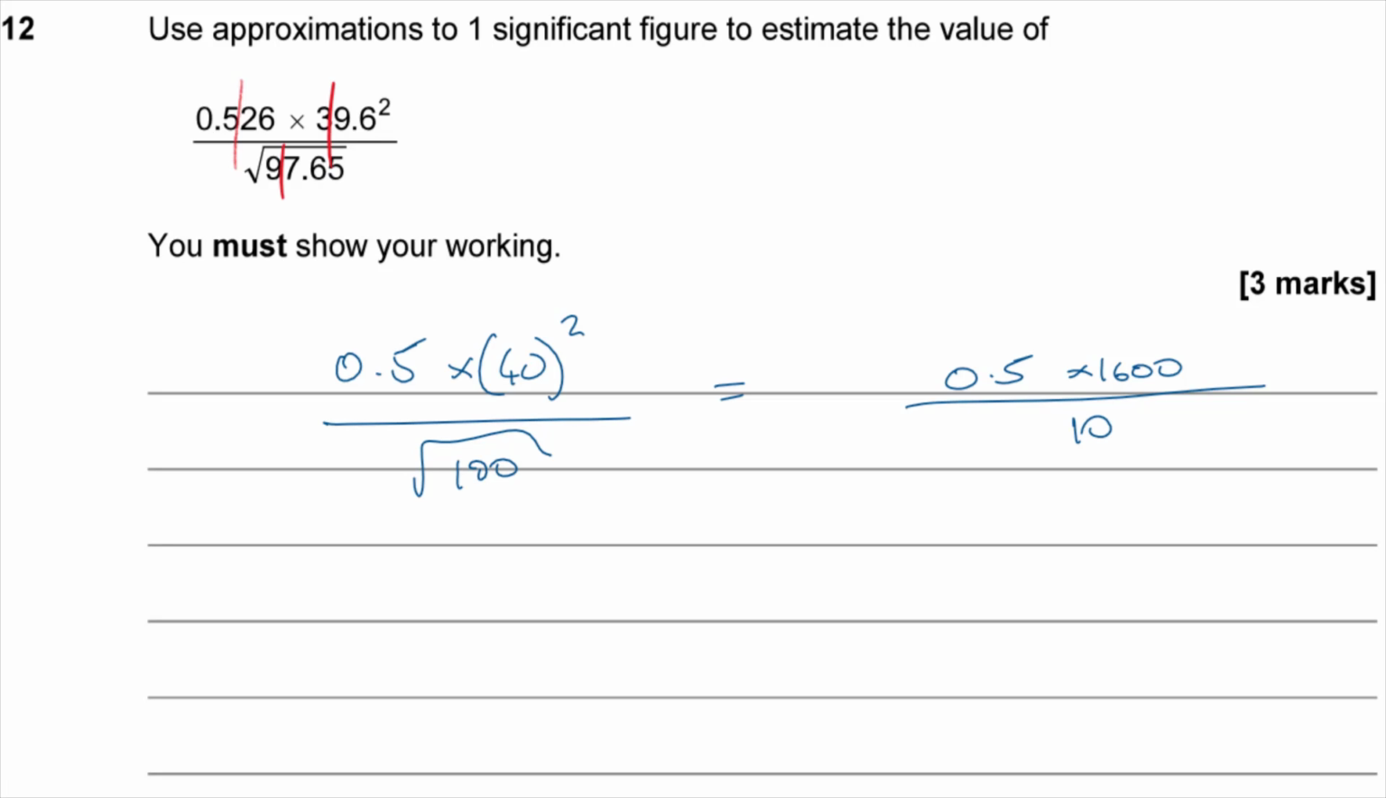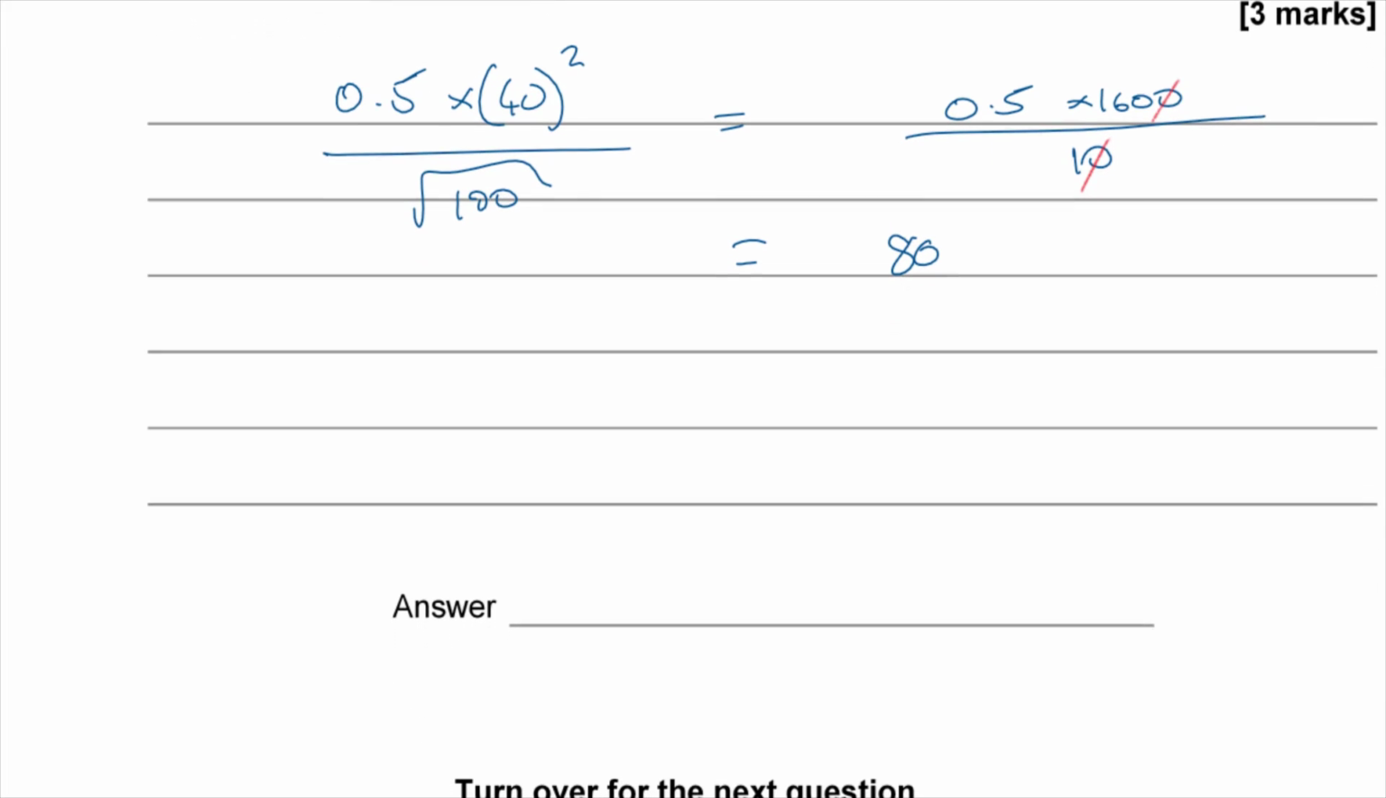Okay. So now what can I do? I can cancel that 10 in with one of those. So I'm left with 0.5 times 160, and timesing something through by a half is the same as halving it or dividing it by 2. 160 divided by 2 is 80. So my answer is 80.